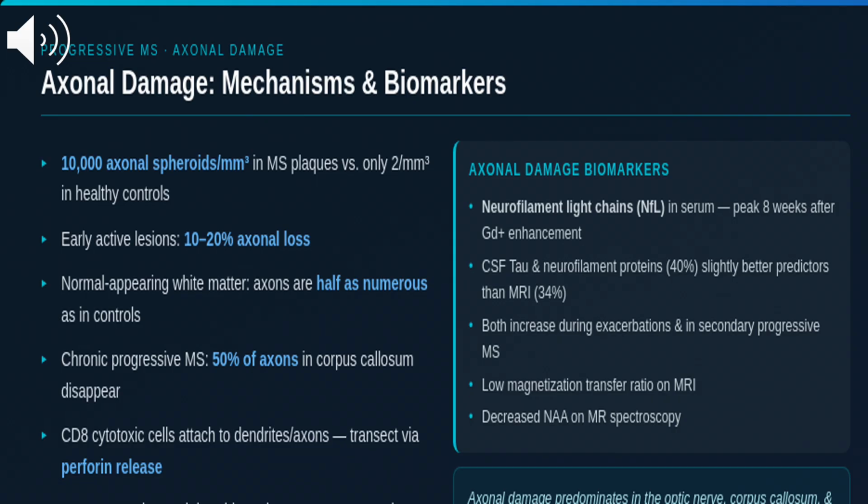Axonal damage predominates in the optic nerve, corpus callosum, and spinal cord. Up to 65% of cervical cord axons can be lost in advanced disease. In the corpus callosum, transcallosal Wallerian degeneration bands on MRI predict poor prognosis.